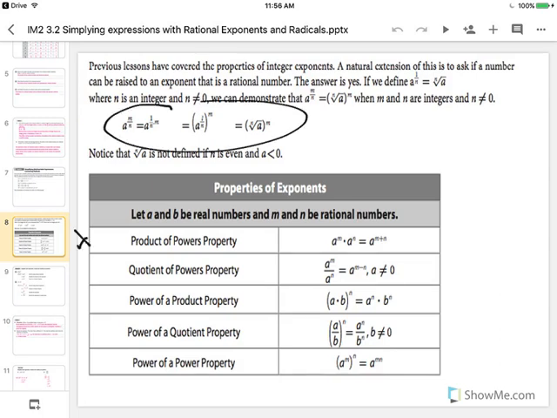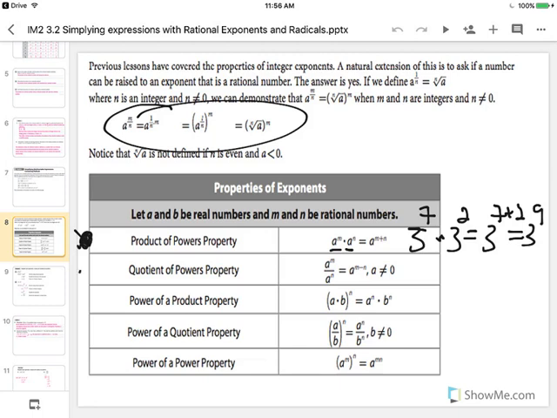Right, so let's go through the first part. I'm skipping this because we learned this already in module 3.1. Right, so let's go through this part here. It's called the product of powers property. So we have a to the m power times a to the n power, then it's equal to a to the m plus n. But notice that your base must be the same, right? So for example, if we have 3 to the 7th power times 3 to the second power, 7 plus 2 will give us 3 to the 9th power.